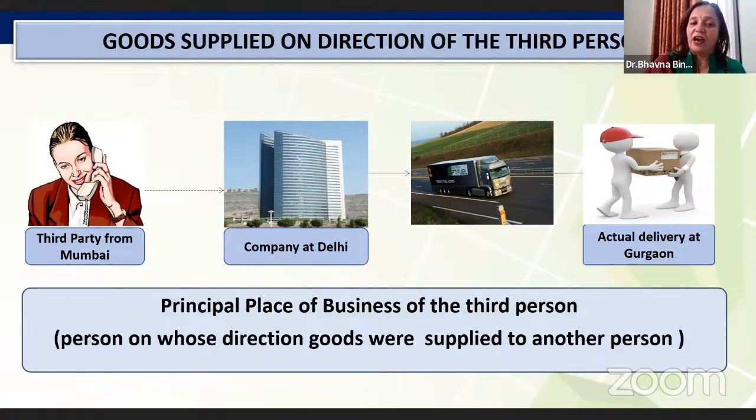This entirely they had asked as a 10 marks question only on this one situation. And your reasoning would be the principal place of the business of the third person जिसके डायरेक्शन पे गुड्स को डिलीवर किया जा रहा है, that would be the place of supply. इसके ऊपर लास्ट पेपर में पूरा का पूरा 10 मार्क्स का क्वेश्चन आया था, सिर्फ ये एक ही सिचुएशन.